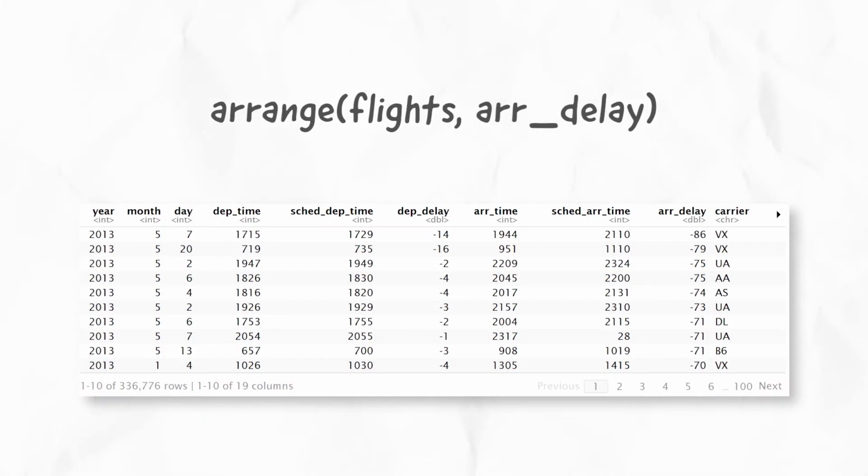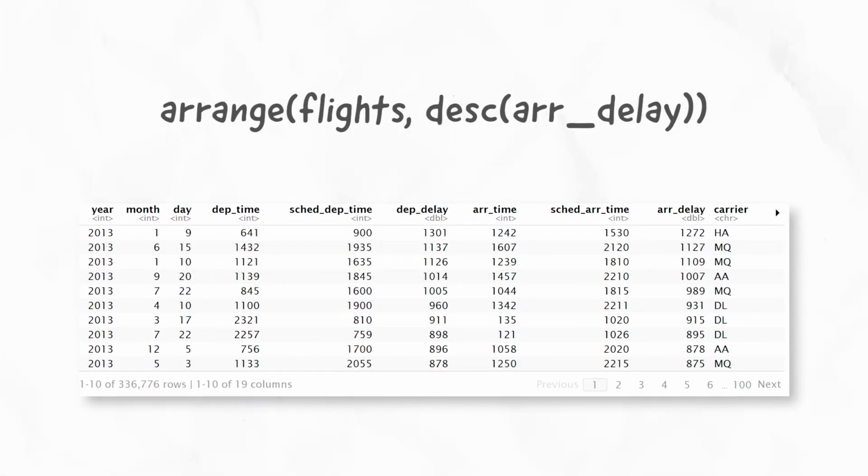Arrange lets you rearrange the rows in your dataset. In this example, we are ordering rows in ascending order based on the arrival delay. If we wanted descending order, we would simply use the descending function. We can also provide additional parameters, where each additional column is used to break ties when deciding the order.